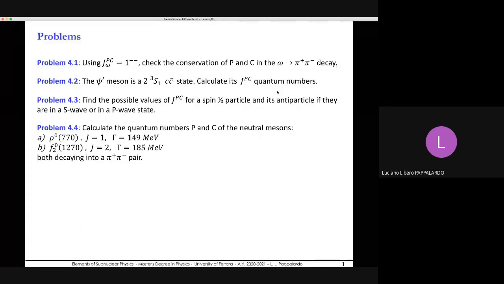Calculate the quantum numbers of parity and charge conjugation of the following neutral mesons. The ρ0, where the quantity in parentheses is the mass of these two mesons in MeV, has a total angular momentum of 1 and a decay width of 149 MeV, and the f2, which is a bit heavier, is an excited state, so it has J equal to 2 and this decay width, both decaying into a π+π- pair. So let's move on there.